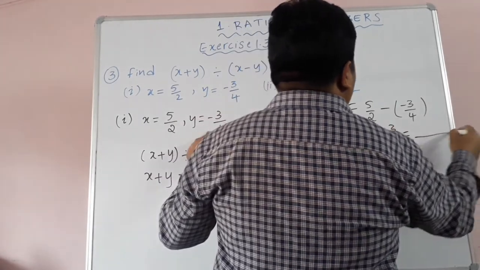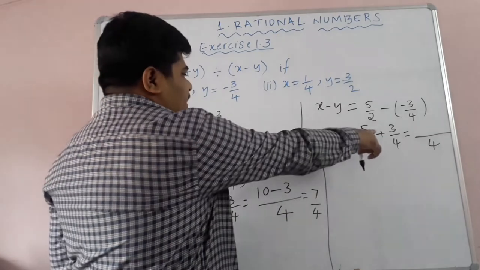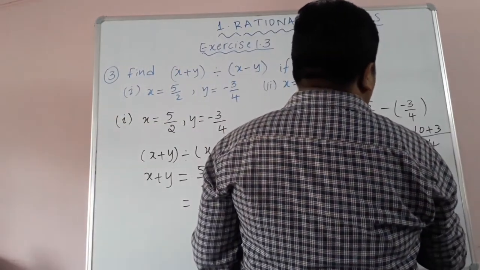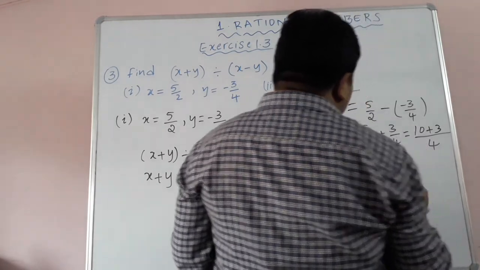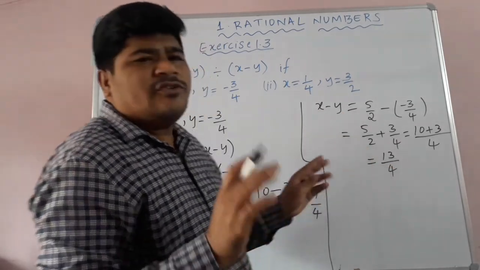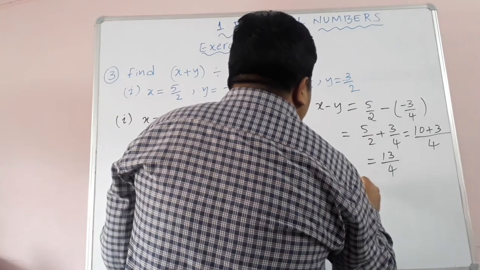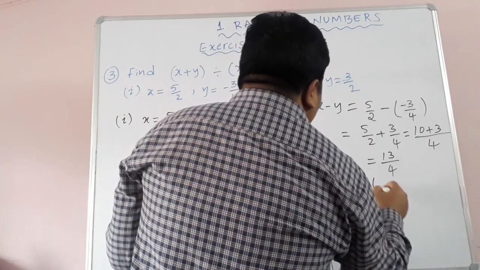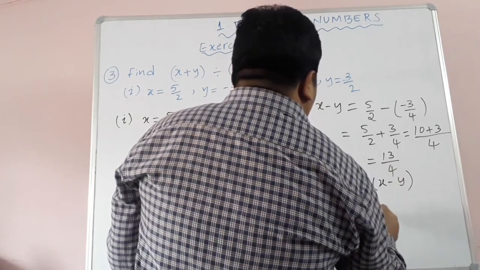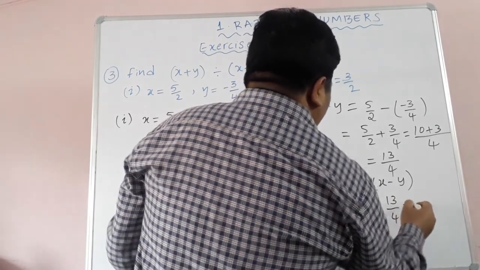So the LCM is 4, as we solved here. Same thing, but here in between there is a plus, so 10 plus 3 by 4, which is equal to 13 by 4. Now what are they asking us to find, children? We got the x plus y value and the x minus y value. They are asking us to solve x plus y divided by x minus y. So that is 7 by 4 divided by 13 by 4.